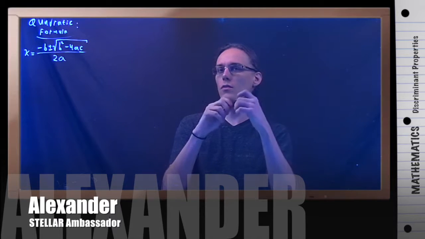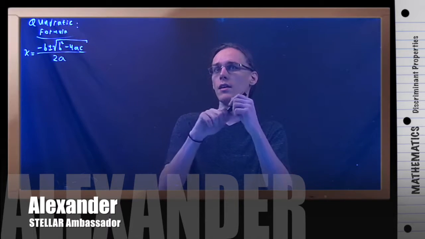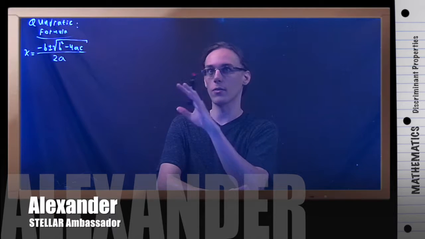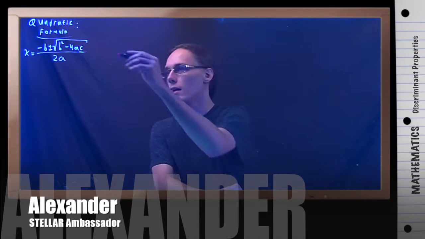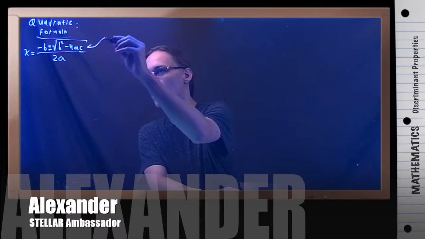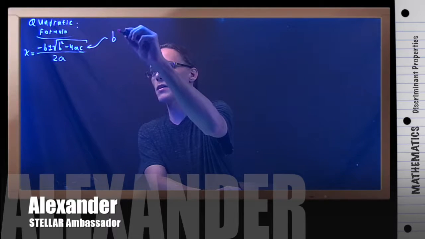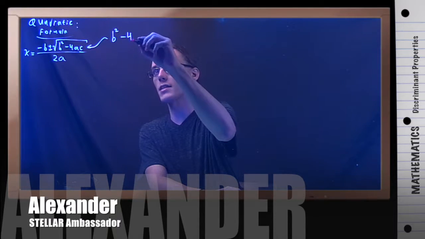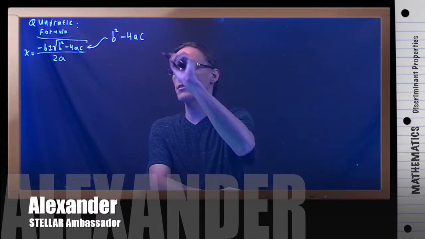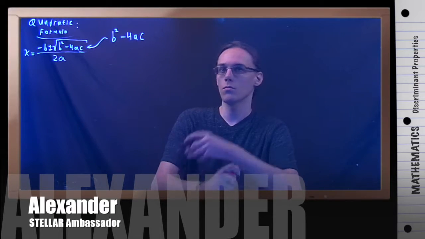So, first of all, what is the discriminant just algebraically? Like if I'm going to write it down, what is it? Well, it's this part right here of the quadratic formula. It is the b squared minus 4ac. That's the discriminant. Okay, cool.